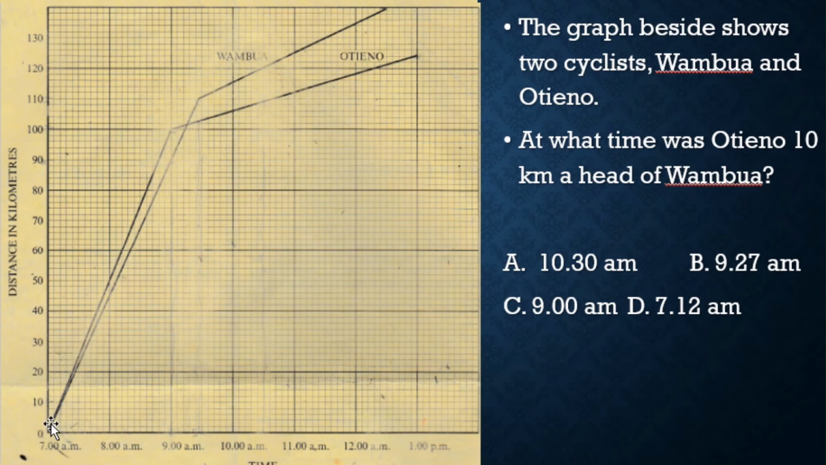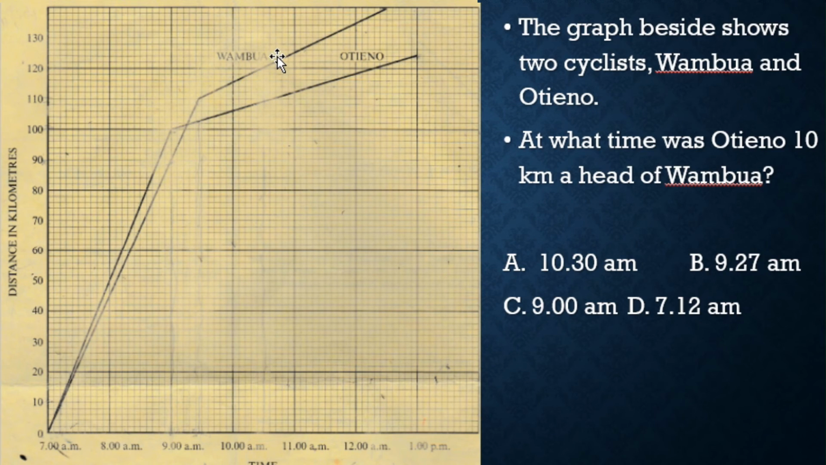So when they are starting the journey, the one who is having a steeper slope, that is Otieno, is the one who is ahead. Then this Wambua is the one who is lagging behind. But at this point, where the two are meeting, this is where Wambua is overtaking Otieno. So after they meet here, Wambua is ahead and Otieno is lagging behind. When they are starting, Otieno is the one who is ahead, and when they meet here, Wambua overtakes Otieno.